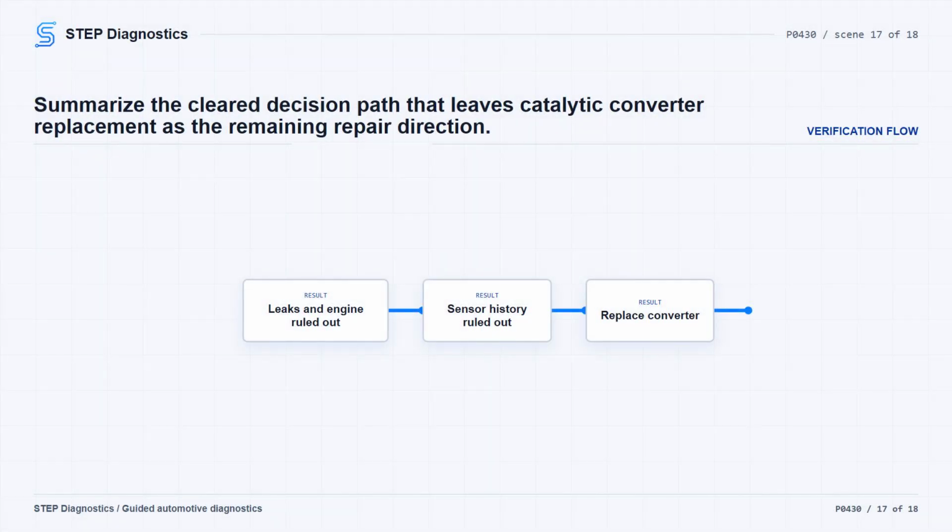If P0430 returned, there are no O2 signal or heater codes driving the result. The converter inspection did not explain it. The exhaust is not leaking. There is no engine mechanical condition, and the sensor repair history does not point to a mismatched front and rear O2 sensor situation. The remaining repair direction is to replace the catalytic converter. After replacement, verify the repair and confirm the code stays gone.